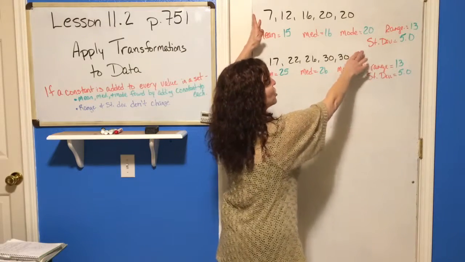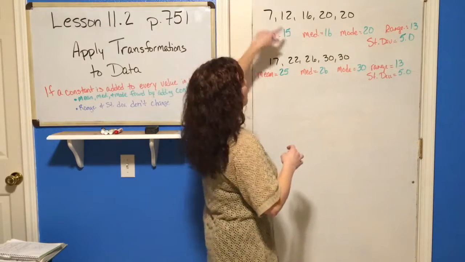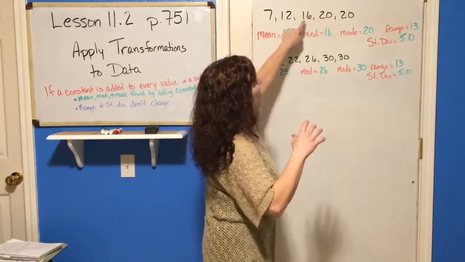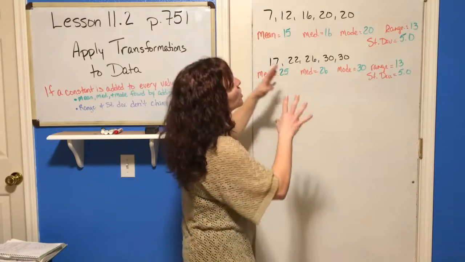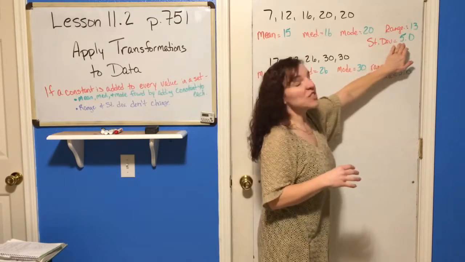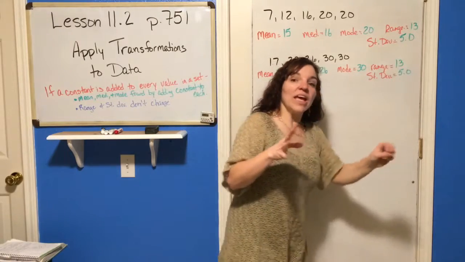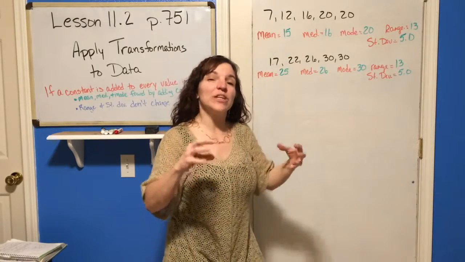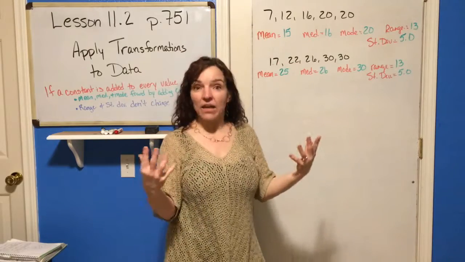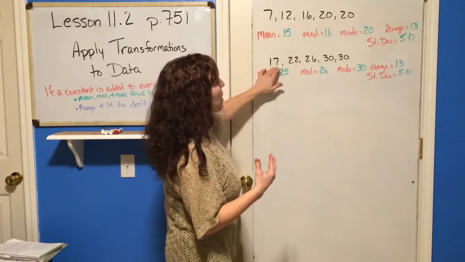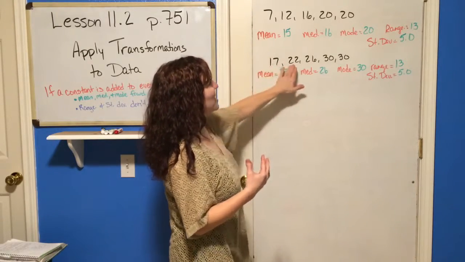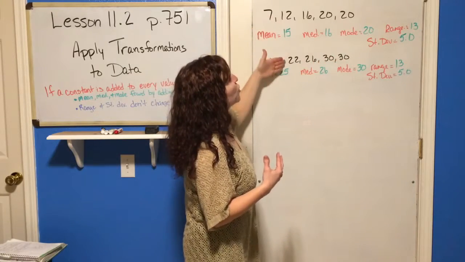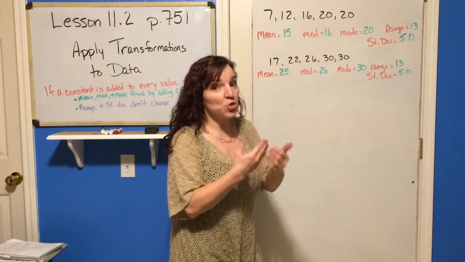And the standard deviation, that's if you take the 7 minus the 15, square it, and then 12 minus 15, square it. So remember doing that? All right. So if you do all of that, then the standard deviation is 5. Now, if I take each of those numbers, and for whatever reason, I'm going to increase each of them by 10, then my numbers now are going to look like this: 17, 22, 26, 30, and 30. These are the same numbers with an increase of 10 for each one.